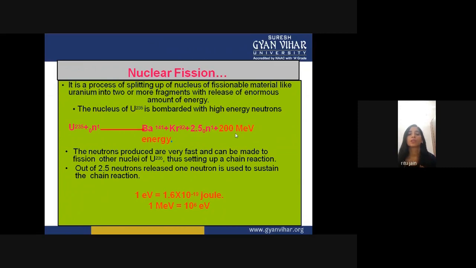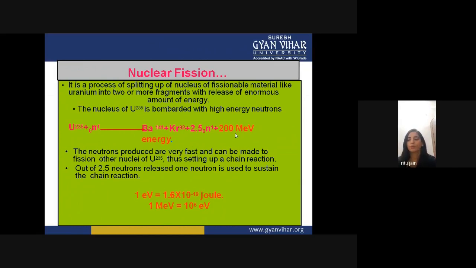The unit of this energy is denoted in electron volts, because a large number of electrons are involved. The neutrons produced are very fast and can be made to fission other nuclei of uranium 235, setting up a chain reaction. Out of 2.5 neutrons released, one neutron is used to sustain the chain reaction. 1 electron volt is equal to 1.6 times 10 to the power minus 19 joule, and 1 mega electron volt is equal to 10 to the power 6 electron volts.